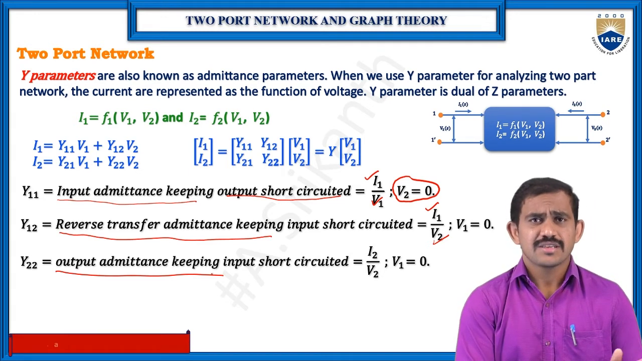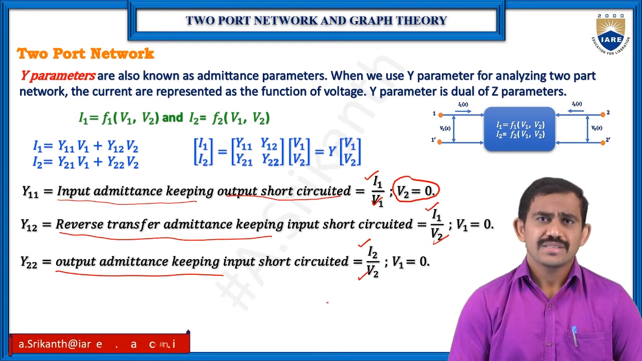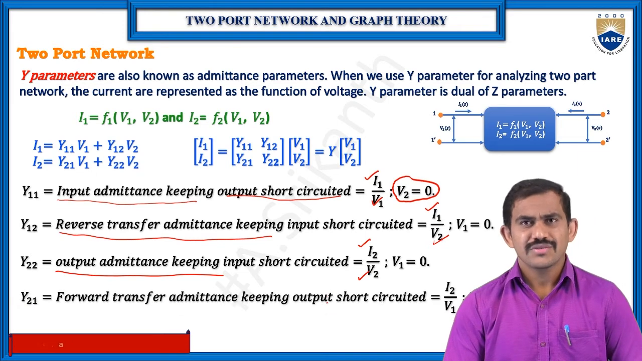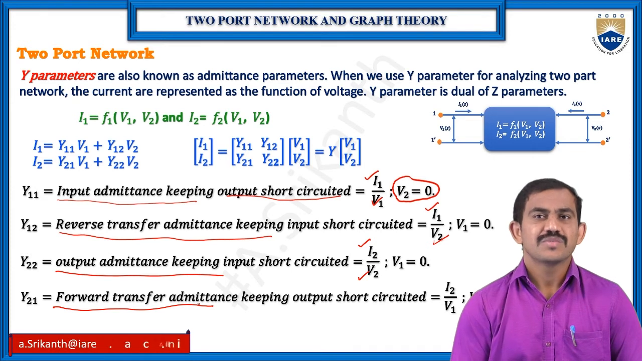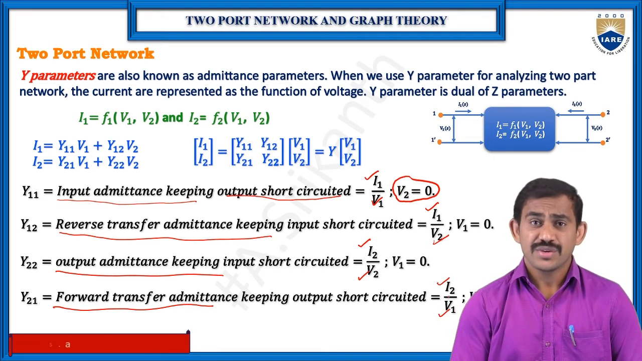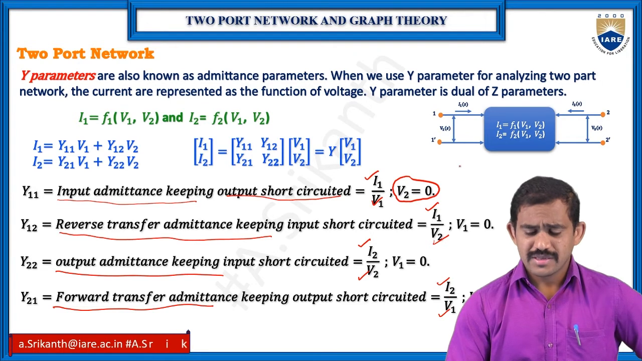So the input side is short circuited. Then I2 by V1 with V2 equal to 0 is your Y21 value, the forward transfer admittance, and I2 by V2 is your Y22 value. So these are the Y parameters. So we know the Z parameters.